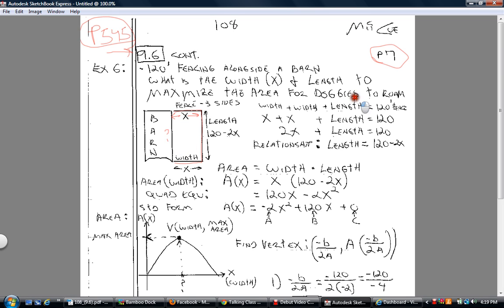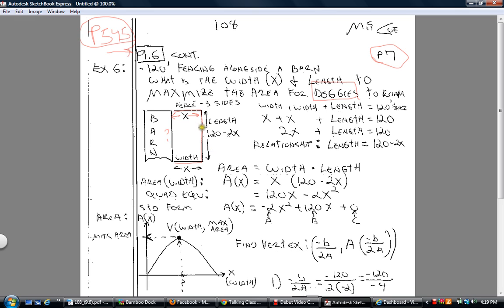I say doggies, but nothing wrong with either way. I'm only saying horses because I know you need to have so many square feet for a horse to be comfortable, so they can eat and graze around and move around. So here's the question. What would that length be?